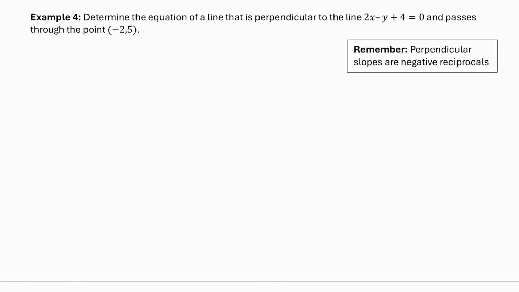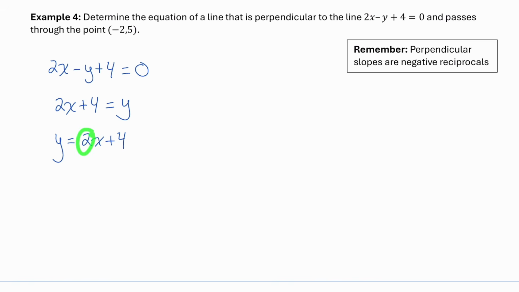I'll start by rewriting the equation. And the easiest way to isolate the y would be just take this -y, move it to the other side, it becomes positive y. So I have 2x plus 4 equals y. Or I suppose I could rewrite that as y equals 2x plus 4, so that it looks like the slope y-intercept format we're used to, y equals mx plus b. So the slope of this line is 2.